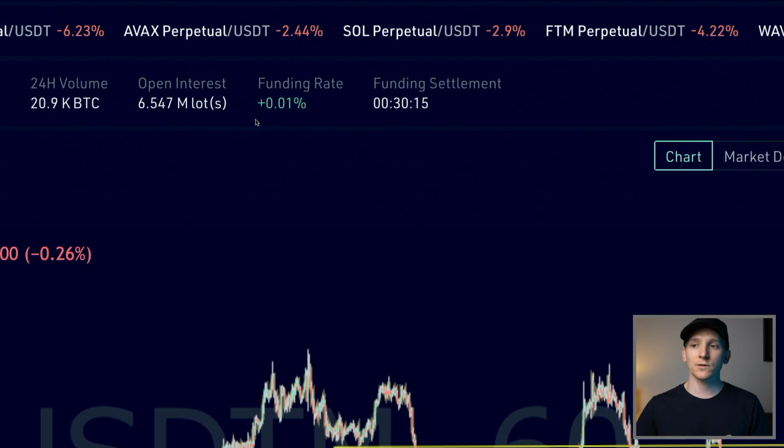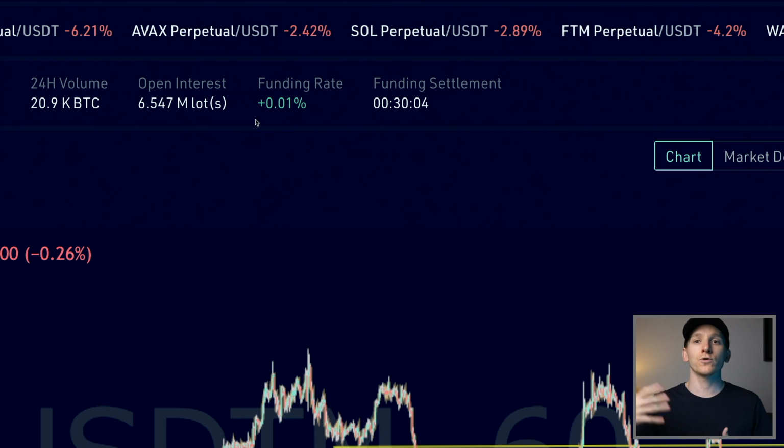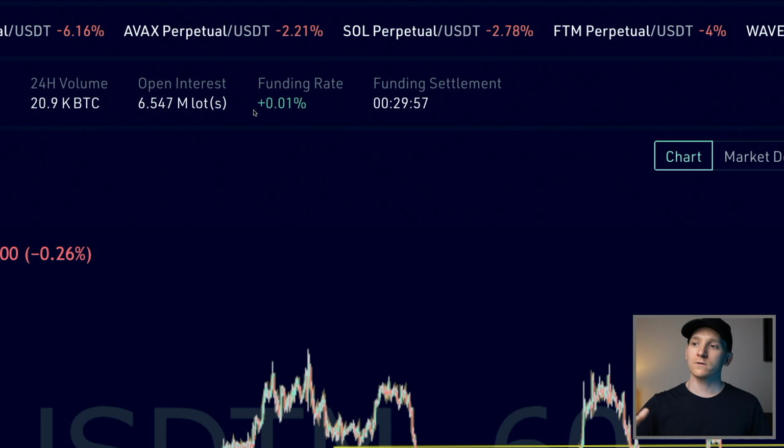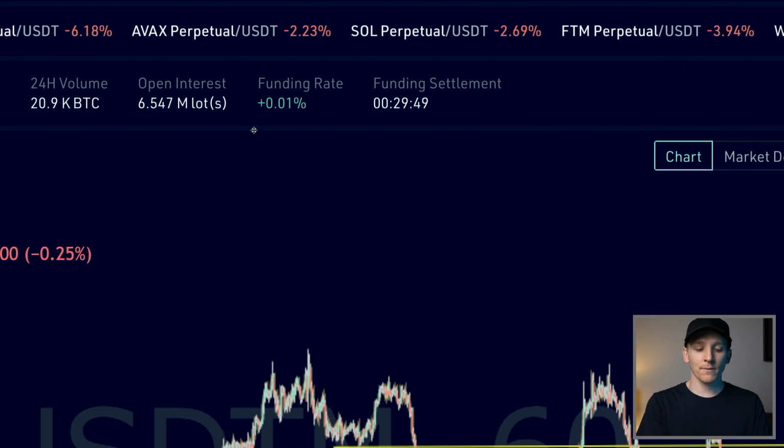It's a plus 0.01, so what that means is that in 30 minutes, if you had a long position in the futures market, you would be paying 0.01% as a funding rate to shorts. Now, if this funding rate is negative, it means that short sellers will be paying longs at this funding settlement. It's usually positive. Longs usually pay shorts, but not all of the time. It's something to consider because we'll just do the calculation right here.